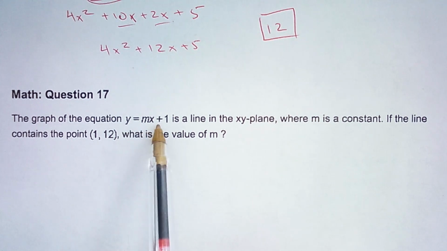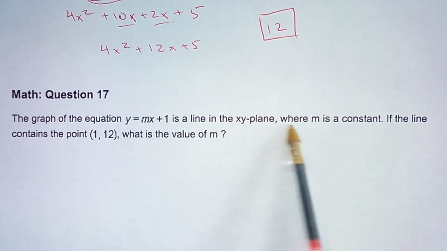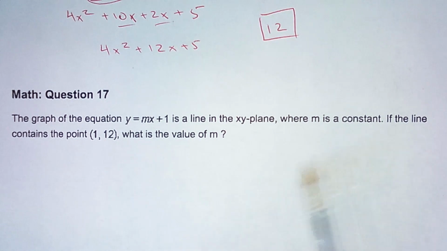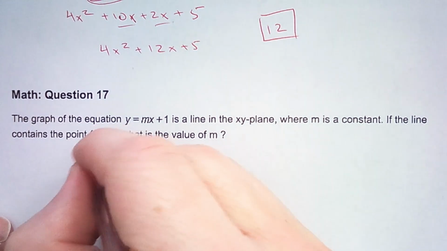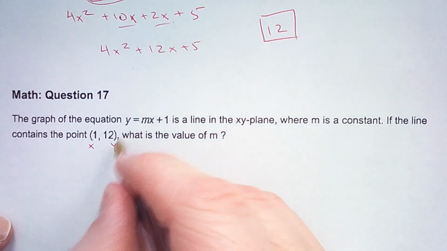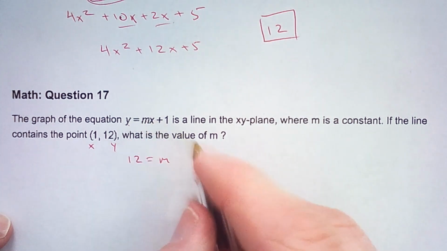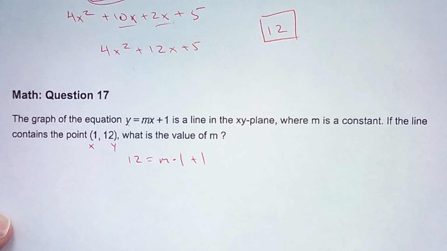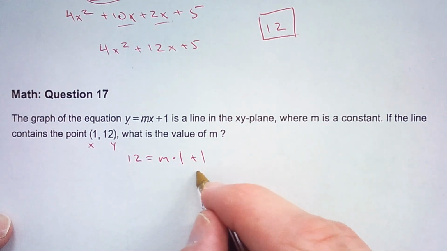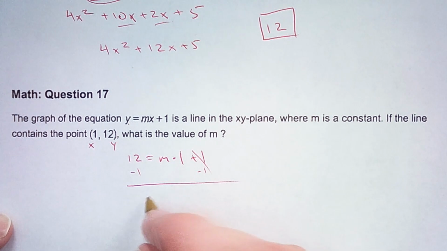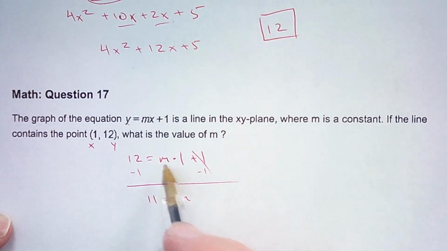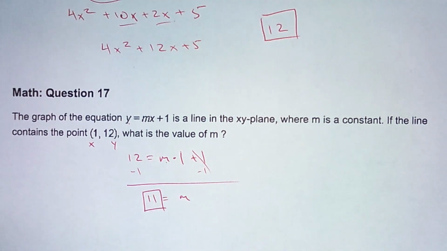And our last question, the graph of the equation y equals mx plus 1 is a line in the xy plane where m is a constant. If the line contains the point (1, 12), what is the value of m? So this is x, this is y. So 12 for y equals m times x, which is 1, plus 1. Okay, so let's subtract 1 from both sides. I get 11 equals m times 1. M times 1 is just m. So m is 11. That is the answer I'll put in the grid.